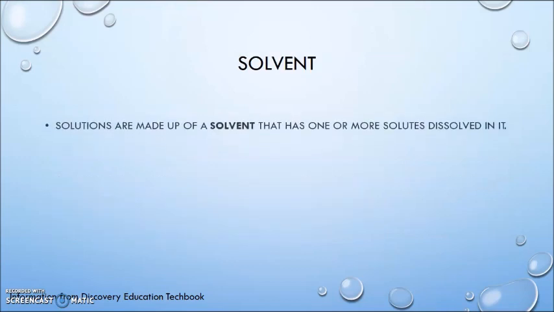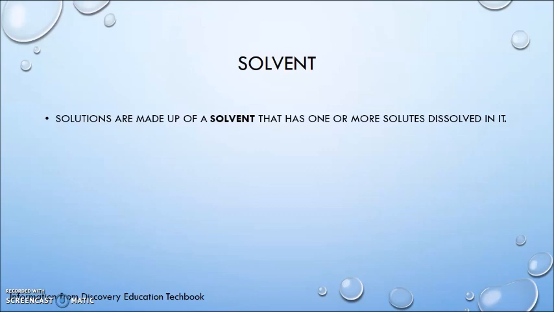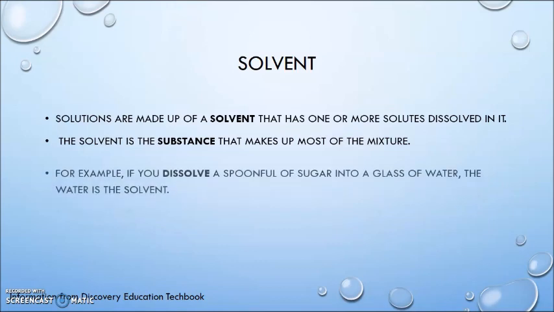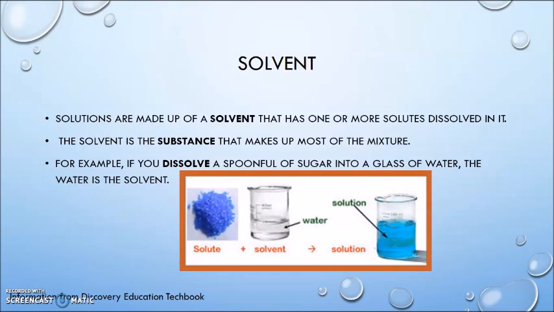Solvent. Solutions are made up of a solvent that has one or more solutes dissolved in it. The solvent is the substance that makes up most of the mixture. For example, if you dissolve a spoonful of sugar into a glass of water, the water is the solvent.